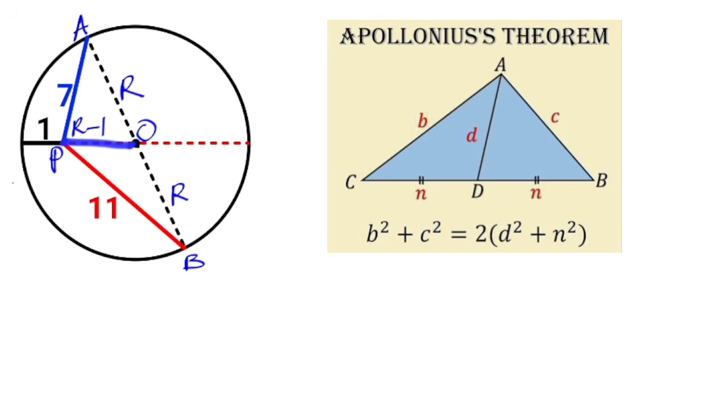Next, let's recall Apollonius's theorem. It states that, for any triangle, the sum of the squares of any two sides equals twice the square of half the third side, plus twice the square of the median intersecting that third side. For triangle PAB, with median PO, the formula is PA squared plus PB squared is equal to 2 times OA squared plus PO squared.